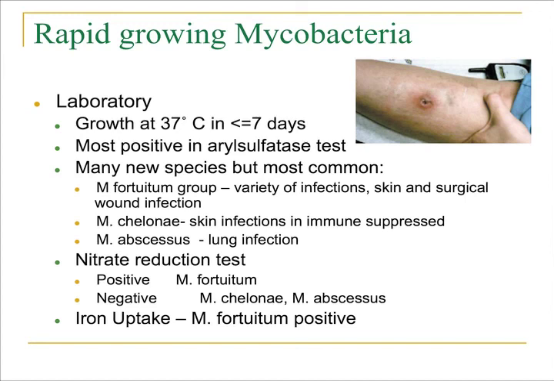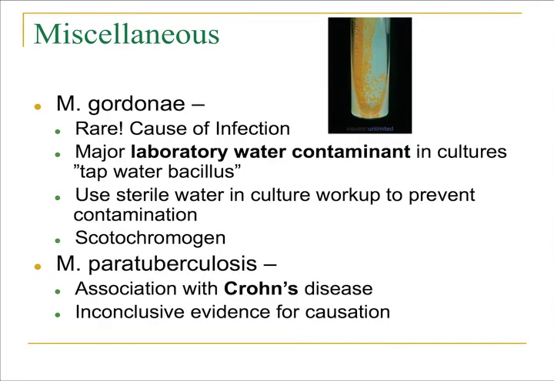On the next slide, we discuss some of the miscellaneous species of the mycobacteria, starting with Mycobacterium gordonae. Gordonae is a rare cause of infection. It's a major laboratory water contaminant in cultures and has been referred to as the tap water bacillus. This is one of the prime reasons why we use sterile distilled water in culture workup to prevent contamination in the AFB laboratory. It is a scotochromogen. Mycobacterium tuberculosis has an association with Crohn's disease. It may cause a small subset of Crohn's, but there is inconclusive evidence for causation of Crohn's disease.